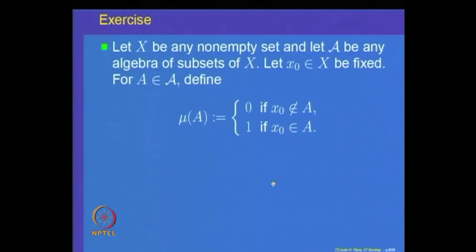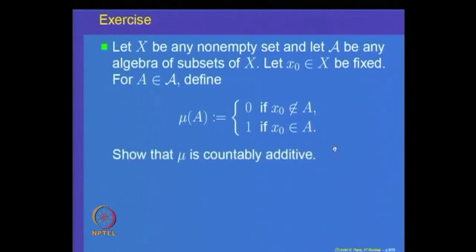Here is another exercise which you should try to prove to get familiarized with the concept of outer measure. Let us take X any non-empty set, A an algebra of subsets of X, and let us fix any arbitrary element X naught in X. Now, given any subset A in the algebra, either X naught will belong to A or X naught will not belong to A, two possibilities. If X naught does not belong to A, define mu of A to be equal to 0, and define mu of A equal to 1 if X naught belongs to A. So, whenever X naught is in A, the measure of that set is 1, otherwise it is equal to 0.